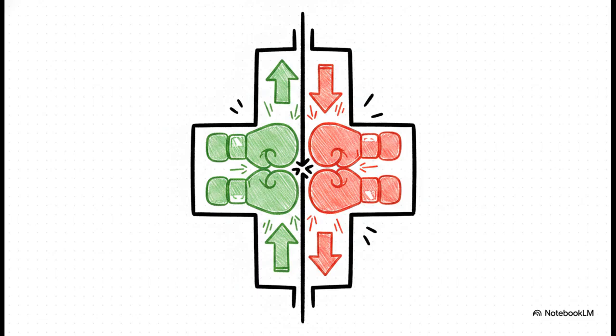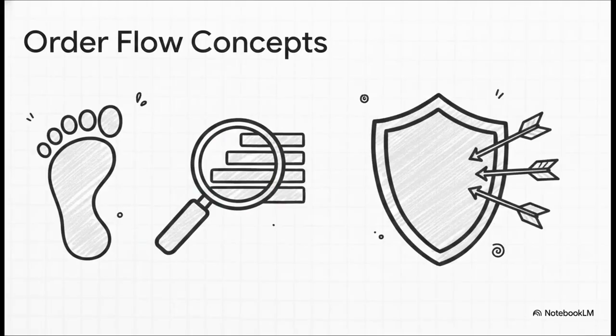The ask shows buyers aggressively crossing the spread, while the bid shows sellers aggressively hitting the market. You're watching the actual battle unfold. Professionals use specific tools to read this data, things like volume delta, footprint charts, and volume profile. By analyzing these metrics, you can actually verify market behavior.